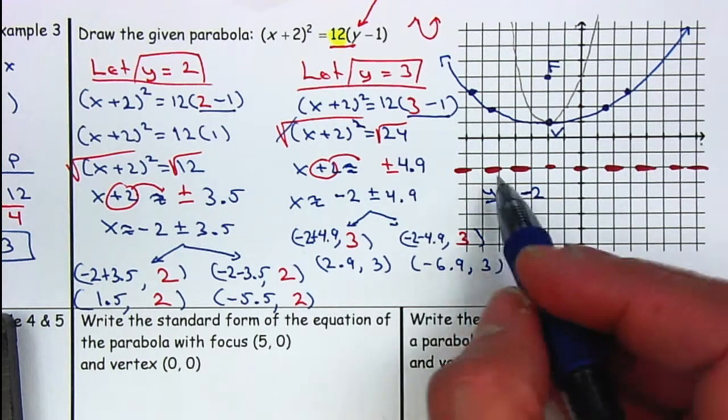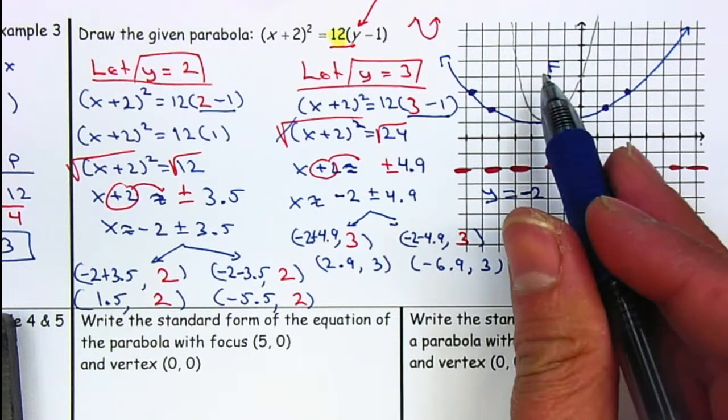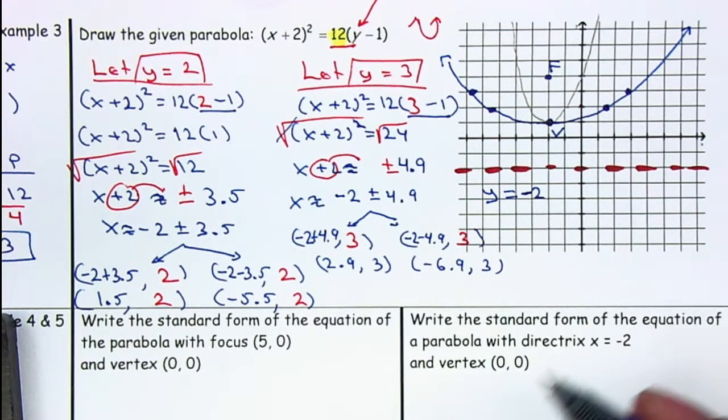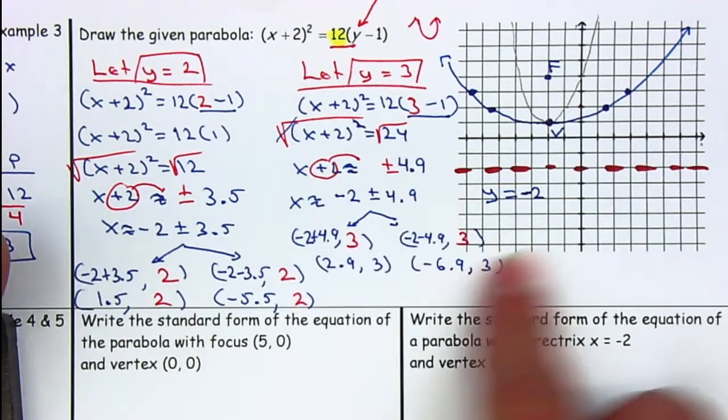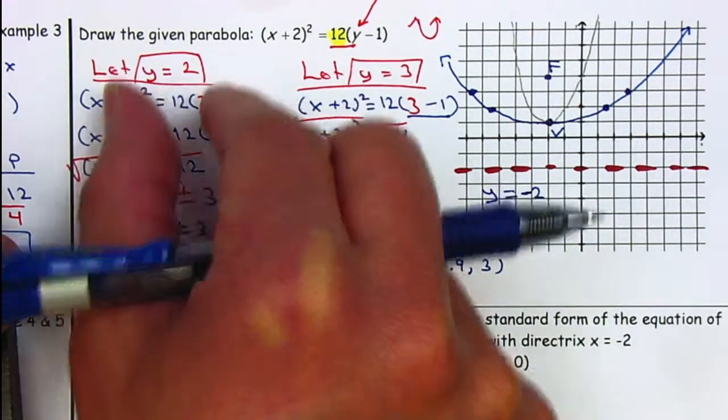Don't forget to draw your directrix, write your equations, and label your focus and your vertex as well. So this one is more challenging just because it requires a bit more work for the points. But if you just do it step by step, it should be fine.